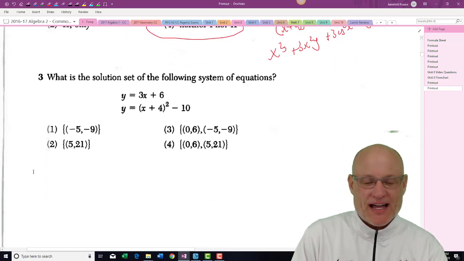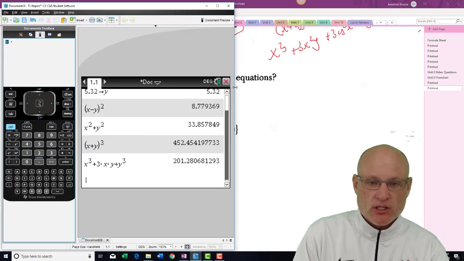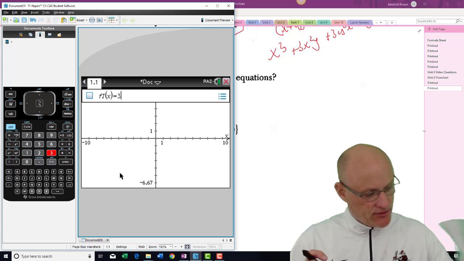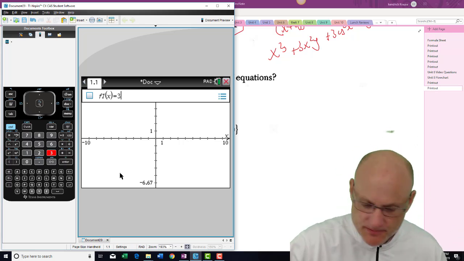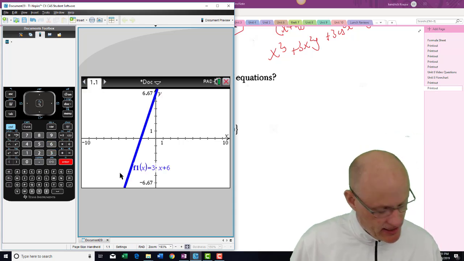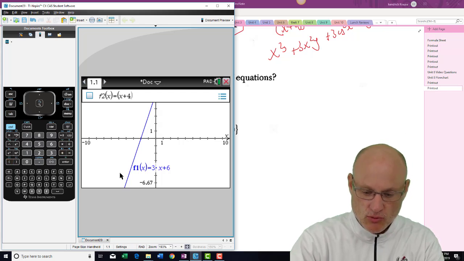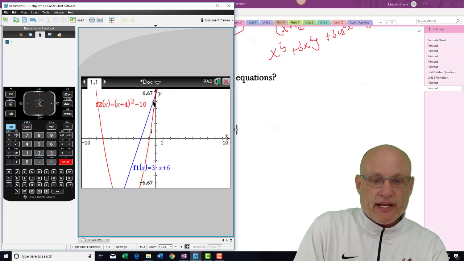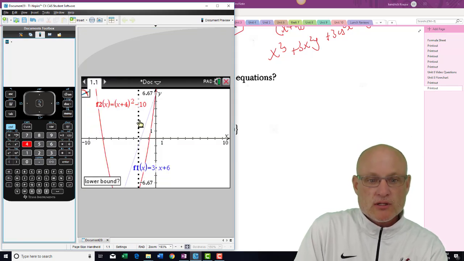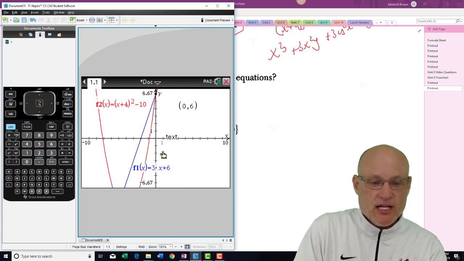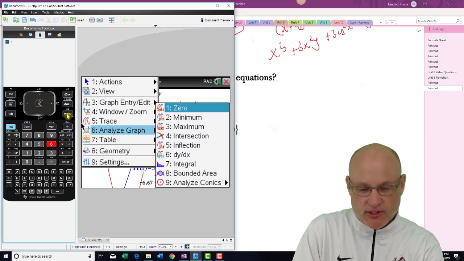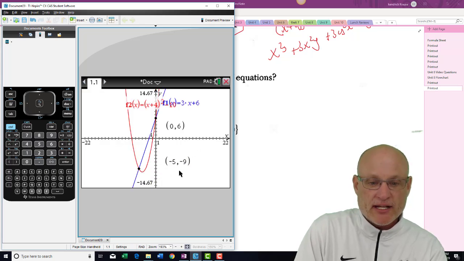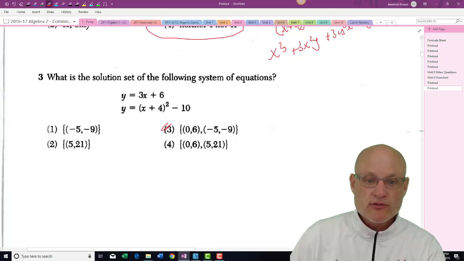What is the solution set of the following system of equations? Well, this is a little weird one. Let's go to the old don't-make-me-stupider machine. I think it's 3x plus 6. Enter. And then tab, parenthesis x plus 4 parenthesis squared minus 10. Now, here's the thing. There's clearly an answer here. And if I go into menu 6, 4, click click, there it is, 0, 6. So that's it. But there's also one down here somewhere. If I do menu 6, 4 again, this time I'm going to go here and here, and it reshifts it for me. And there it is, negative 5, negative 9. So those two are both right. So it is choice 3.